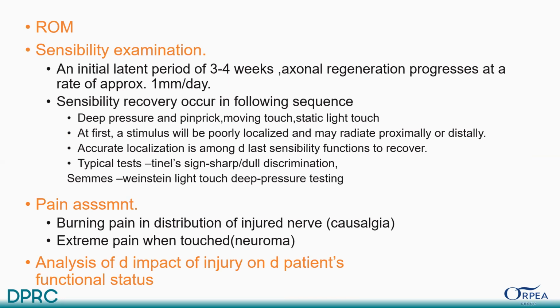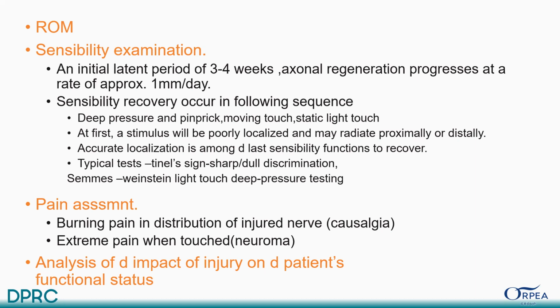After an initial latent period of 3 to 4 weeks, axonal regeneration progresses at a rate of approximately 1 millimeter per day. Sensibility occurs in the following sequence: deep pressure and pinprick, moving touch, static light touch. At first, a stimulus will be poorly localized and may radiate proximally or distally. Accurate localization is among the last sensibility functions to recover. Typical tests are Tinel sign and Semmes-Weinstein monofilament test.